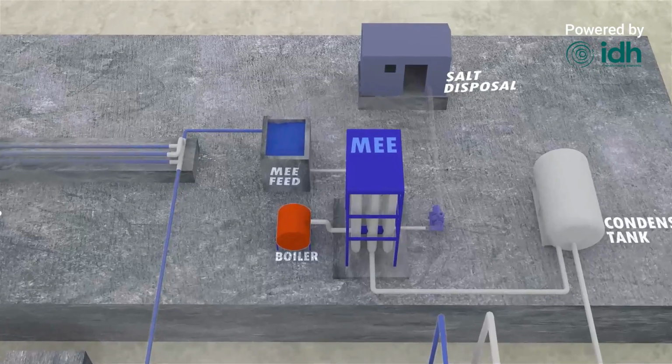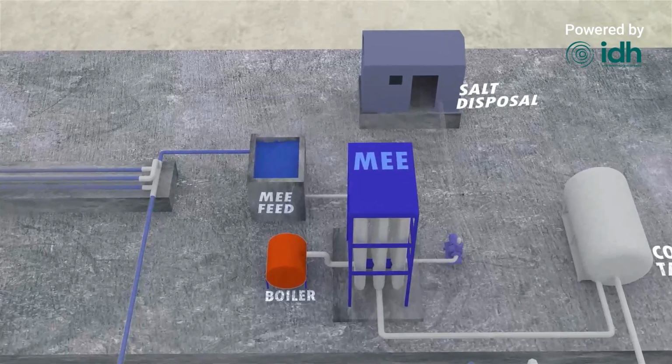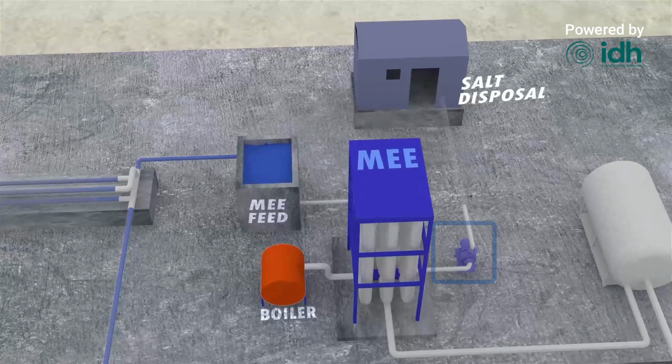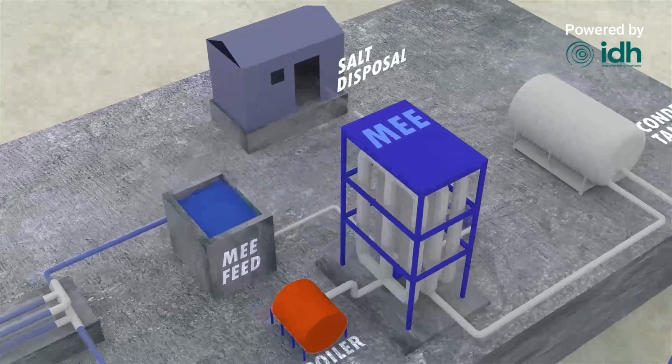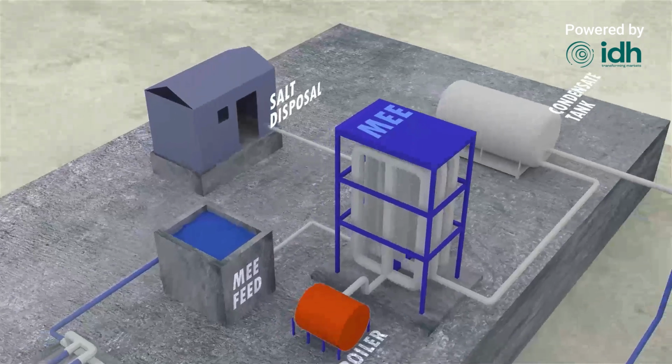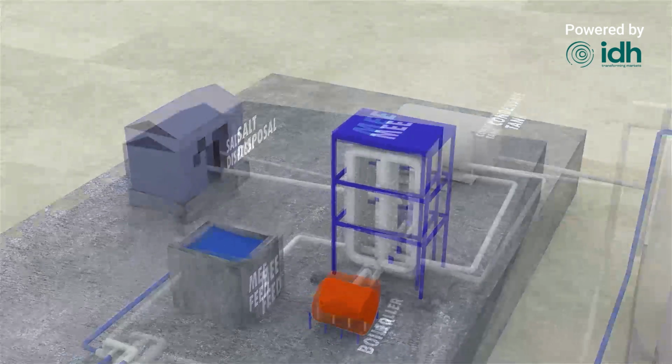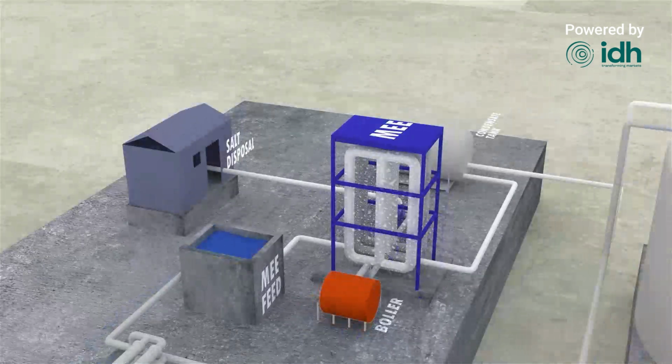The concentrated brine from the MEE is further processed in a centrifuge. This high-speed spinning machine separates the solid salts from the remaining liquid. The solid salts can be separated and will be stored at its desired place, while the liquid will be returned to previous treatment process units for further treatment.